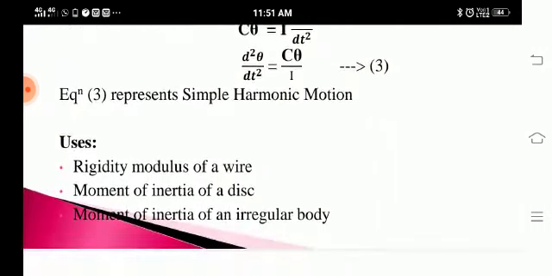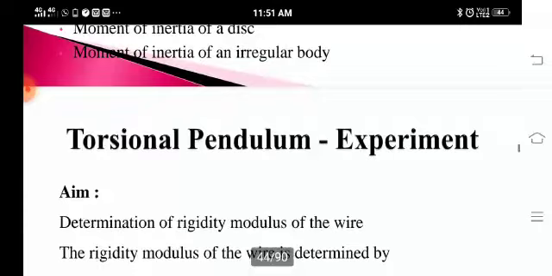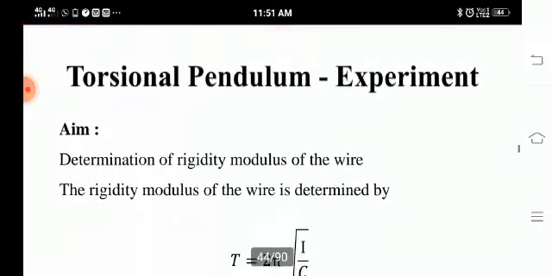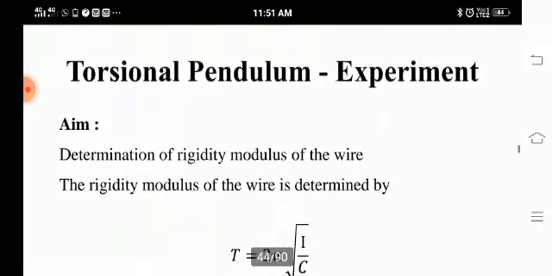What are the uses of the torsional pendulum? This theory gives the rigidity modulus of a wire, the moment of inertia of a disc and the moment of inertia of an irregular body. Now we will move on to the experimental part of the torsion pendulum.